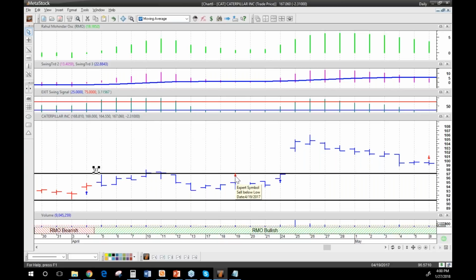Now, when this happens and you're in a long position, you're going to start to pay a little bit more attention. Because if your RMO goes bearish and your short-term trend goes bearish, all of a sudden you have a little bit of a different picture for this stock. In that case, you'd be looking to reverse the position instead of staying long.